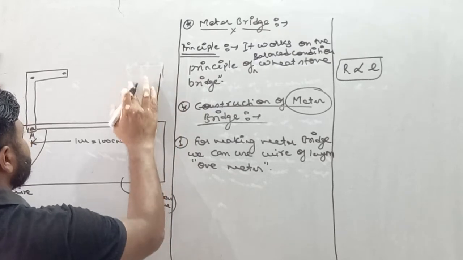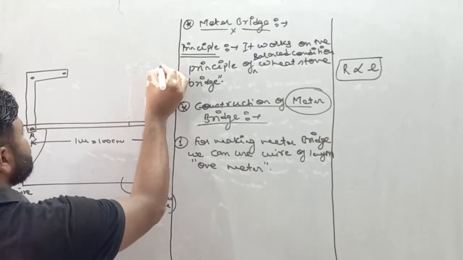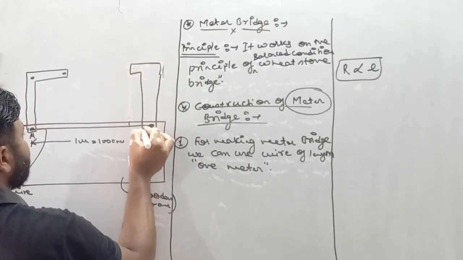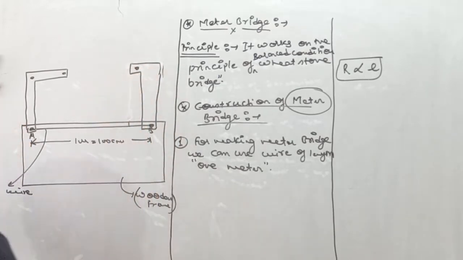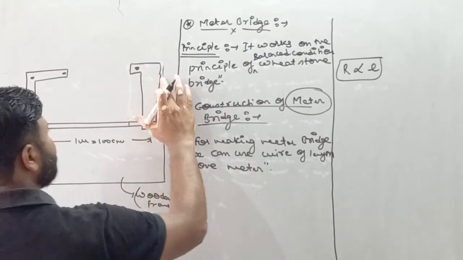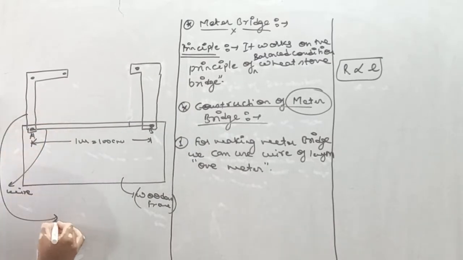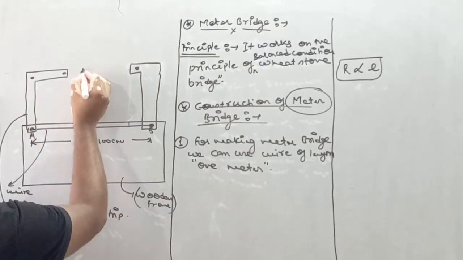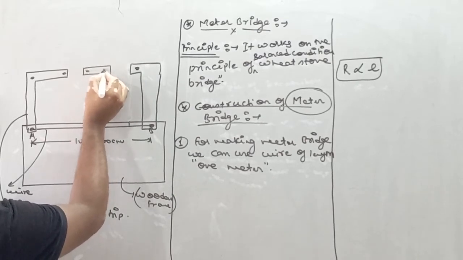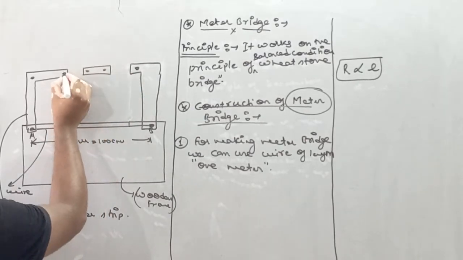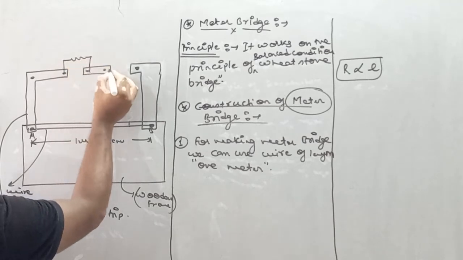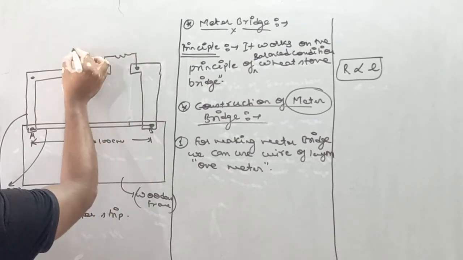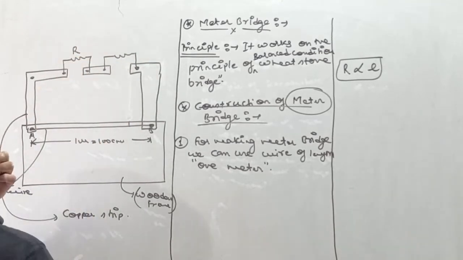So two copper strips are also used for making a meter bridge. This is a copper strip, my dear student. This is a copper strip. One more strip is there. Between these two gaps we'll connect resistors.